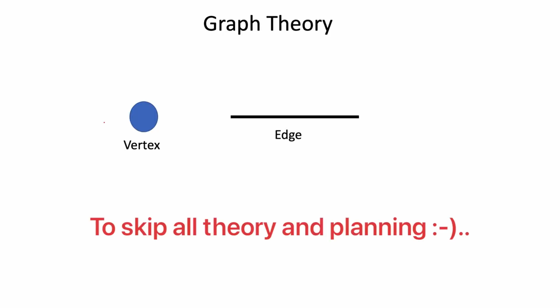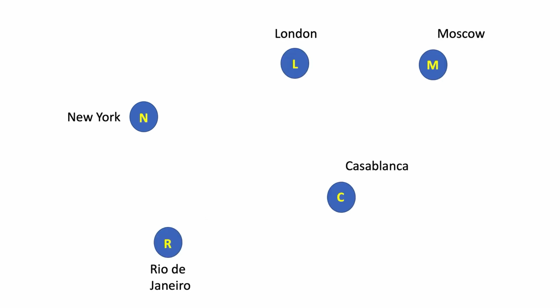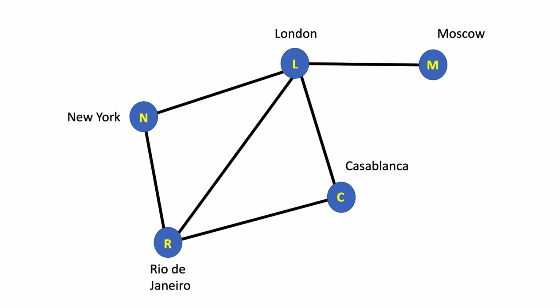So a little bit about graph theory. A graph consists of vertices and edges. Let's use vertices or the nodes to indicate 5 cities in the world, and edges to indicate flights available between those cities. We could then mark those edges to indicate the distance between those cities.